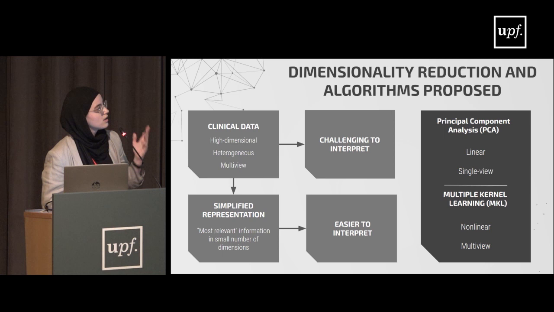Hence, we have used two principal methods to do this dimension reduction. The first one is principal component analysis, known as PCA, and the second is multiple kernel learning, known as MKL. The main difference is that the first one is linear, while the second one is nonlinear.